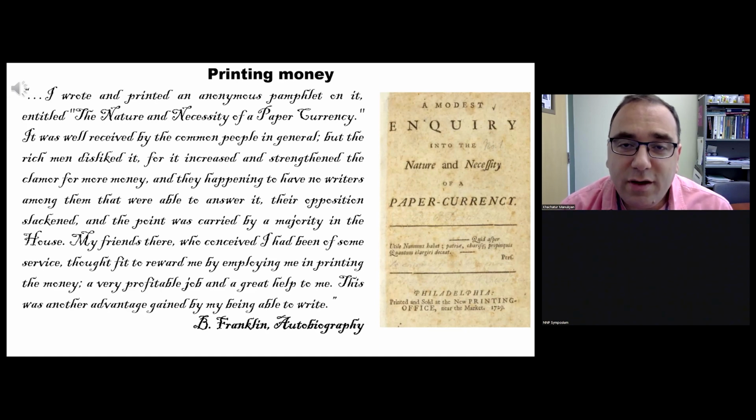So this summarizes his way of thinking at that time, because it was a very early time. I think it was just after the first emission of Pennsylvania paper money.